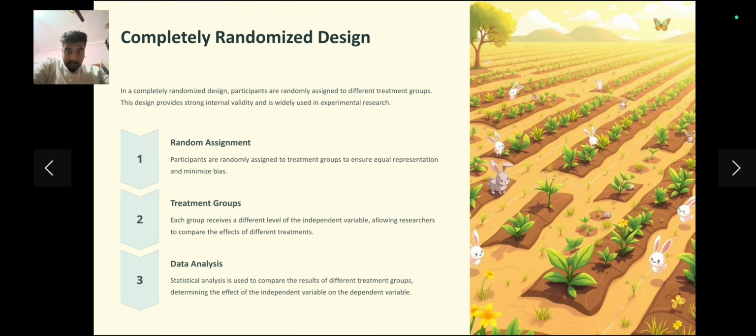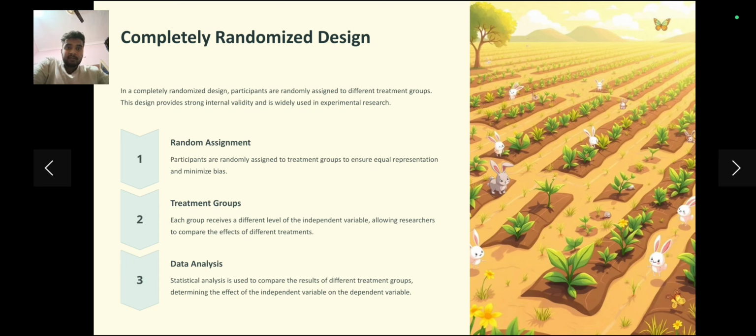Completely randomized design. In a completely randomized design, participants are randomly assigned to different treatment groups. This design provides a strong internal validity and is widely used in experimental research. Random assignment. Participants are randomly assigned to treatment groups to ensure equal representation and minimize bias.